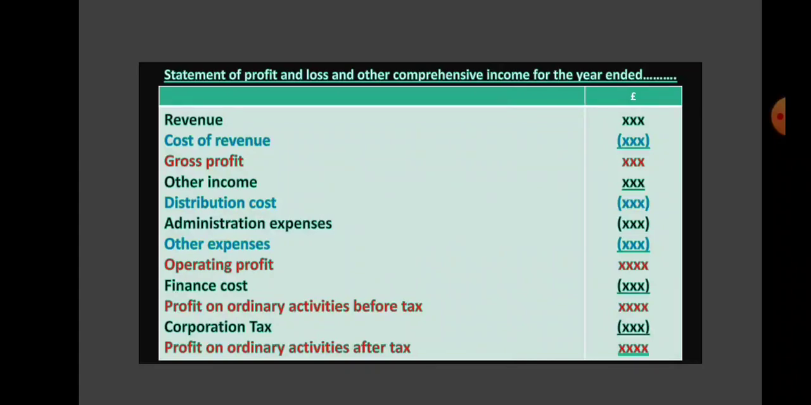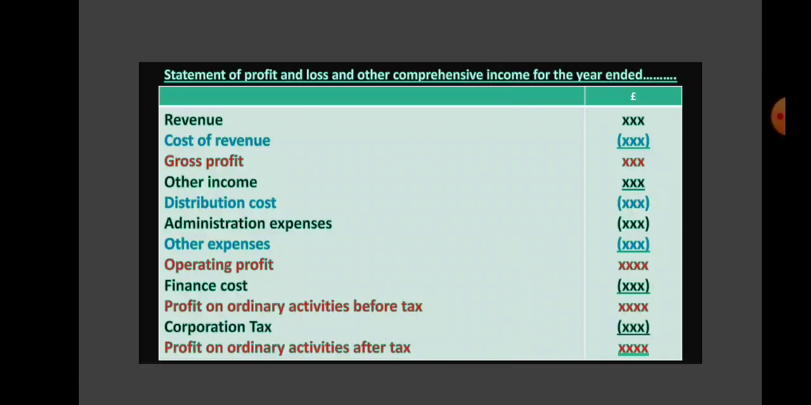First, we need to take revenue. Then after that, we have to deduct the cost of revenue to arrive at gross profit. You can see that the cost of revenue details are not given. Normally, when we calculate cost of revenue, it is opening inventory plus purchases minus closing inventory for a trading organization. But for a manufacturing organization, it is opening inventory plus cost of production minus closing inventory.